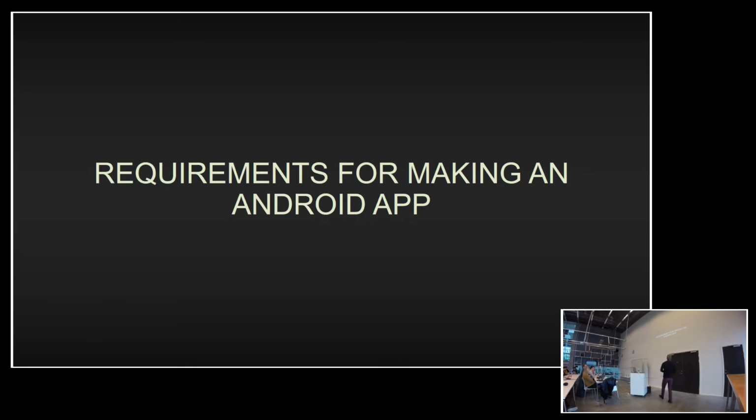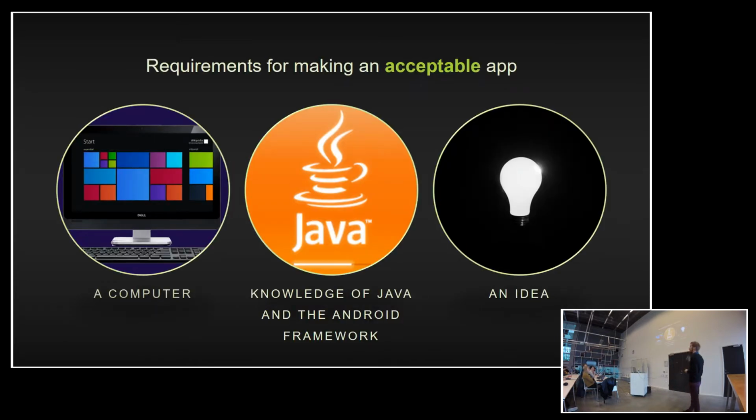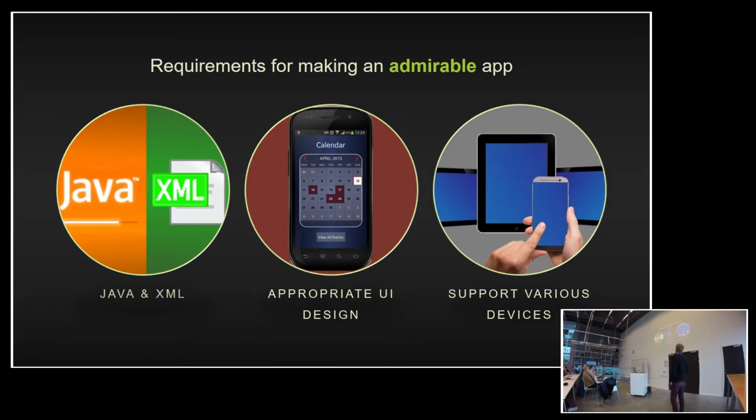So, the requirements for making Android apps. First of all, what I call an acceptable app. That's just an app that works, it runs on your phone, that's it. Okay, you need a PC or a Mac, or you can run Linux as well. You need a little bit of knowledge of Java and the Android framework. And of course, you need an idea. We're not going to go anywhere without an idea.